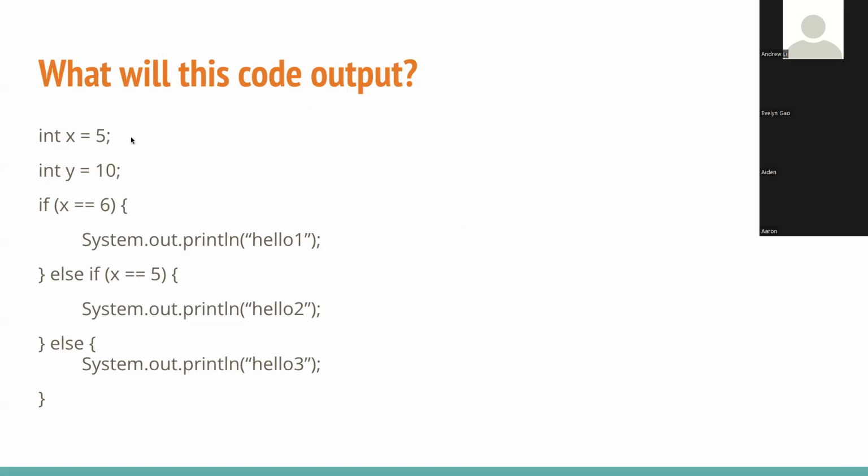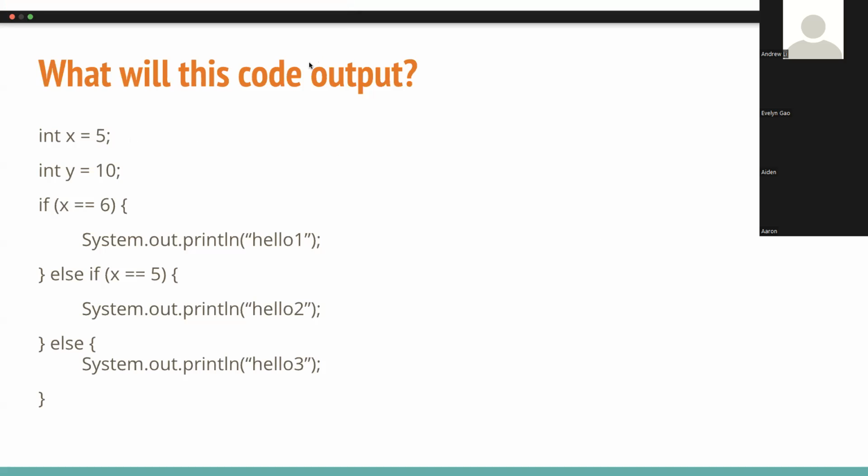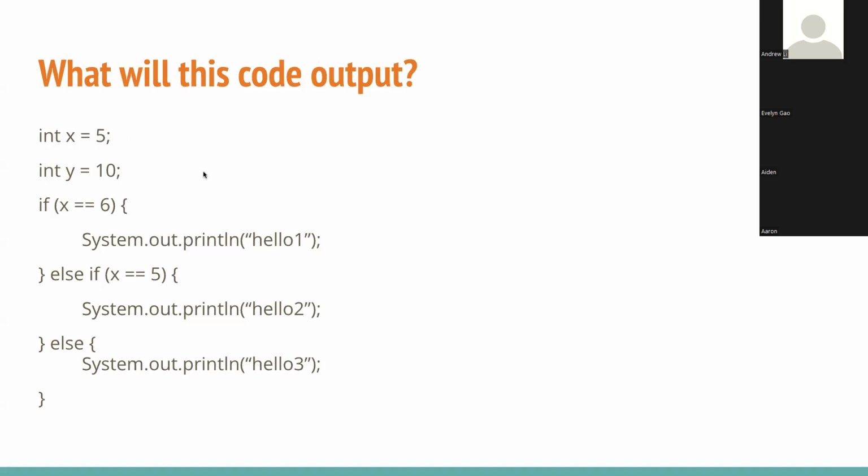So we see that x is equal to 5, y is equal to 10, and we test that if x is equal to 6, then we print out hello 1. We know that x is equal to 5, so that's obviously not true. So we move on to our else if, and that checks if x is equal to 5. And we see above in our declaration that x is equal to 5. So 5 is equal to 5, so we print out hello 2.